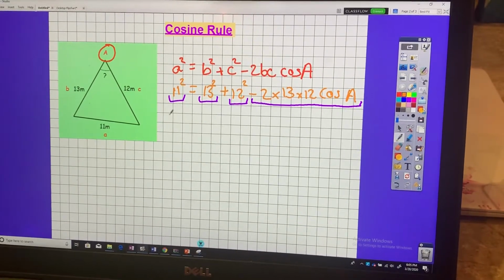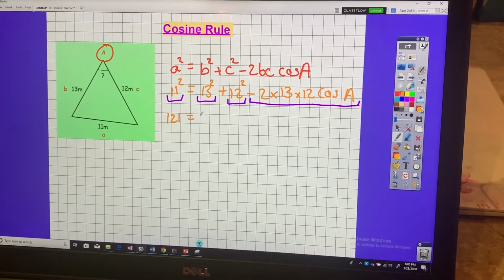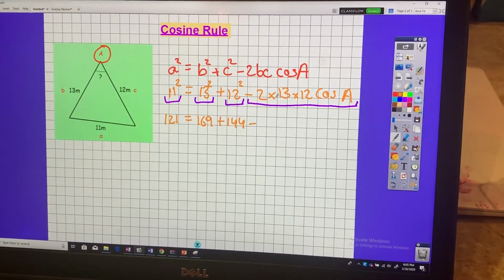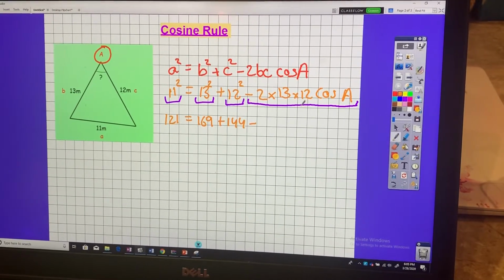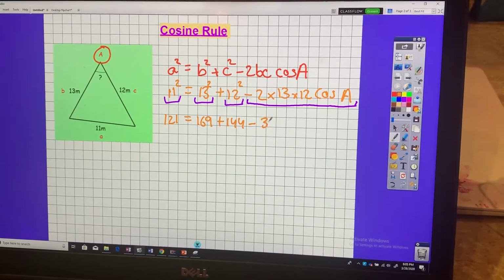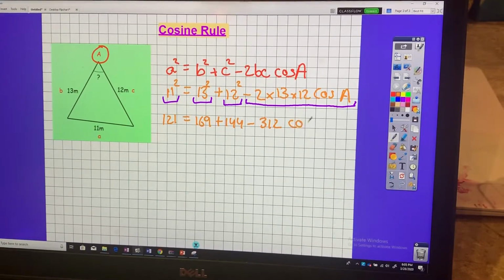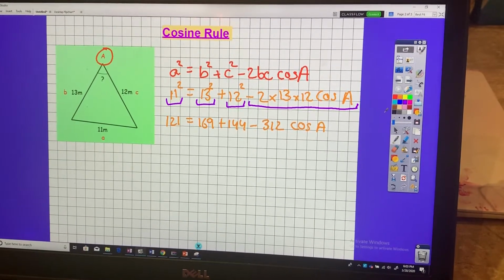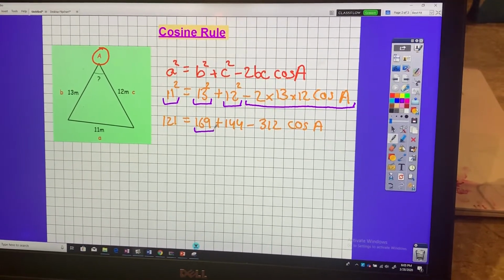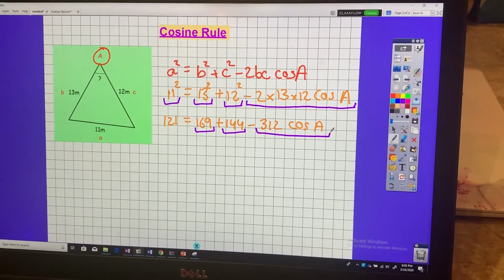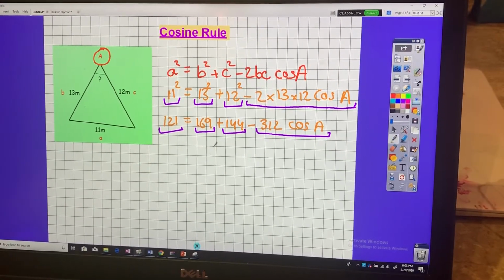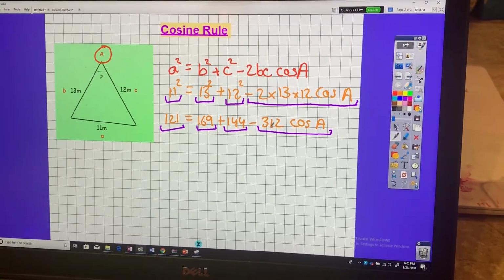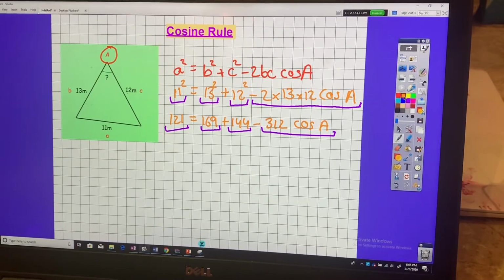So 11 squared is 121. Put it in your calculator: 169 plus 144, and 2 times 13 times 12 is 312 cos A. Again, notice that this is its own term, own term, own term, and its own term. Lots of kids make the mistake of doing 169 plus 144 minus 312. Don't be that kid. So, moving on.